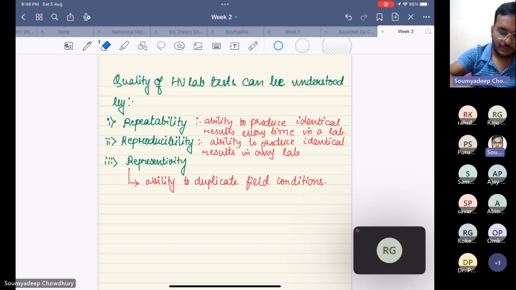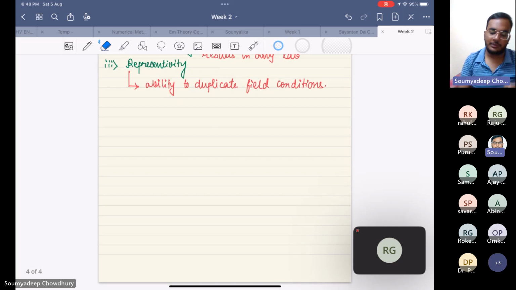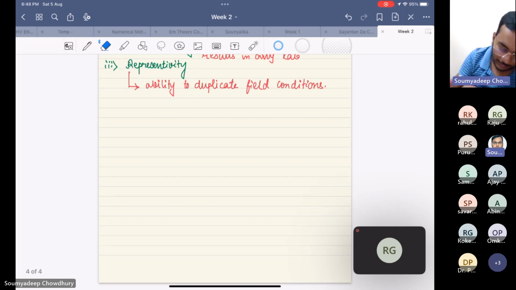So now you need to understand, we are done with the quality of what are the different tests. Now you need to understand what are the different things which are causing the failure of electrical apparatus.